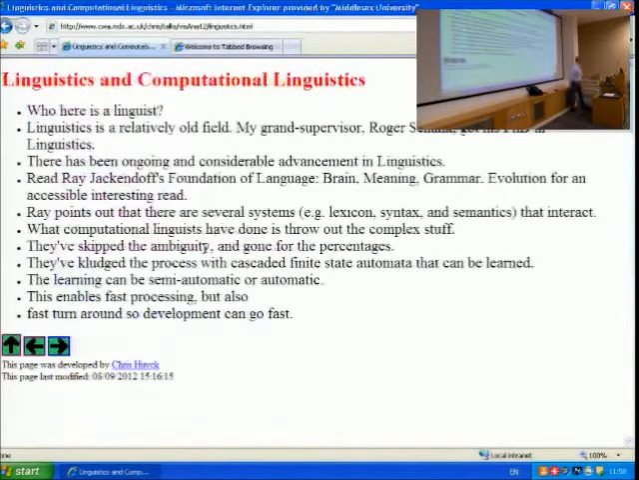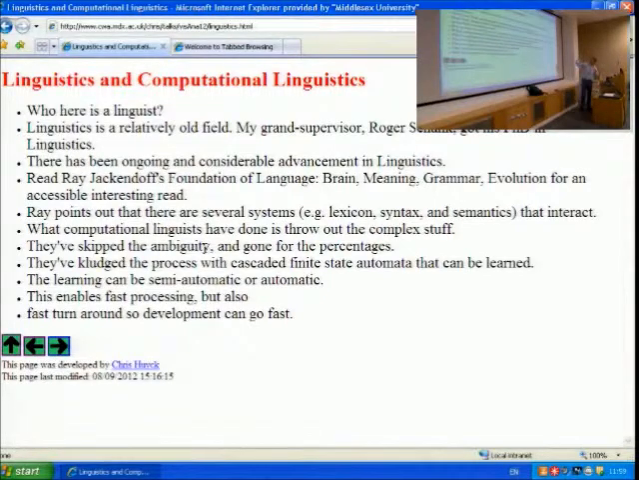Who's a linguist here? Anyone? No, not surprising at all. Who here might put on their CV computational linguist? I can't put linguist on my CV. I could put computational linguist. You can put computational linguist on your CV. You can't say, I am a computational linguist, but on your CV somewhere it says computational linguistics. Anyone? No? Fair enough.